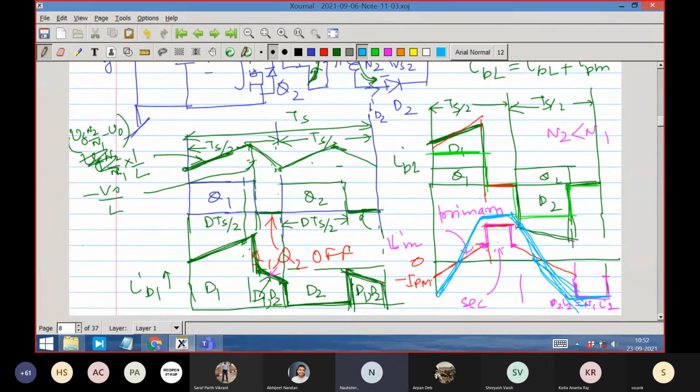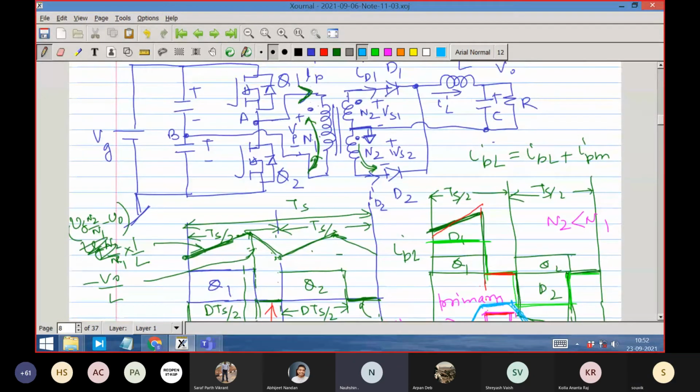I mean, when Q1 is on, the voltage across the transformer will be Vg by 2, right? So Vg by 2. Why is it having that slope, from negative to positive value, increasing? Why is that happening? Vg by 2 is positive. Yes. No. Lp is the transformer inductance of the coil. This transformer is a coil, no? Eventually it is a coil, right?